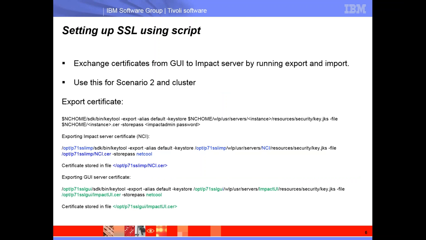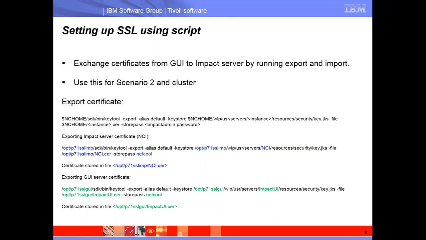So now, a couple of things that the documentation is a little bit confusing, and I got a couple of PMRs about this. One of them is in scenario two. So basically you run the script, and what do you do next? They jump in and say, oh, if you have a cluster environment, you need to exchange the certificates between the Impact servers and the Impact GUI server. Yes, you also have to do that if you're not on a cluster.